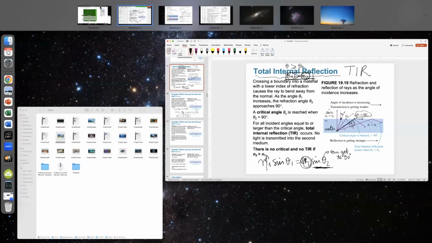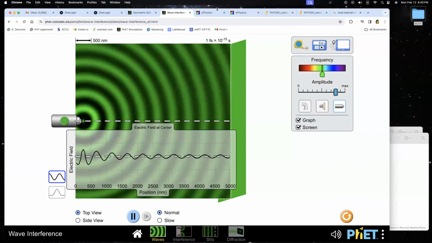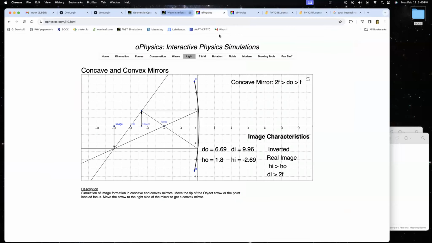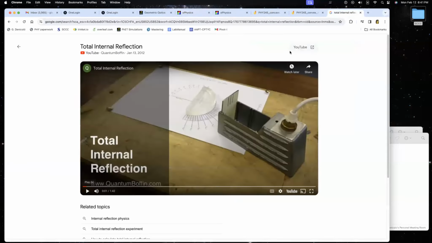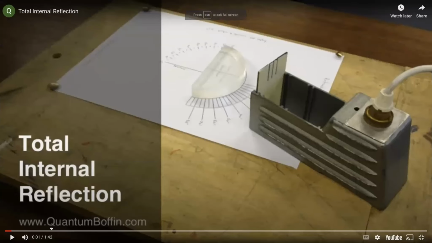So let me show you a movie of total internal reflection for you to get a better sense of what is in there. Let me just see if I can move the whole thing. Okay, let's watch this little movie here.